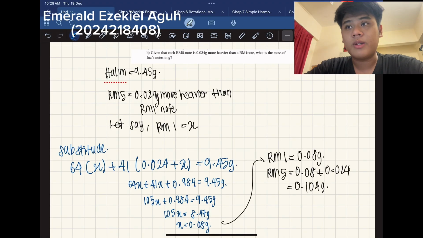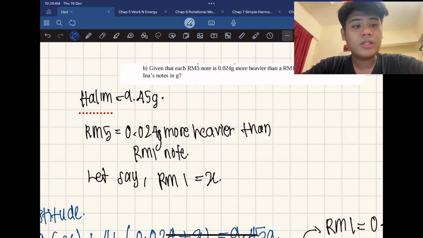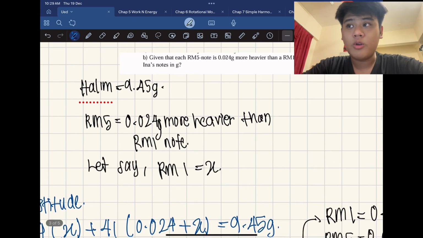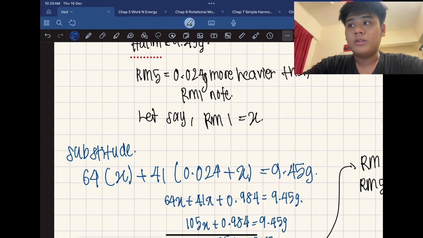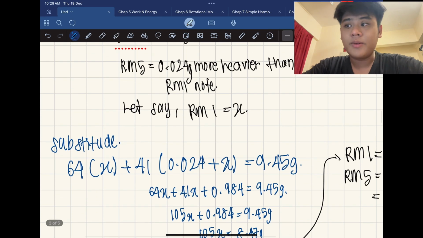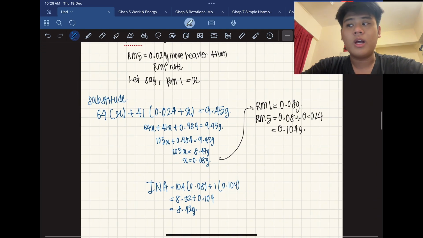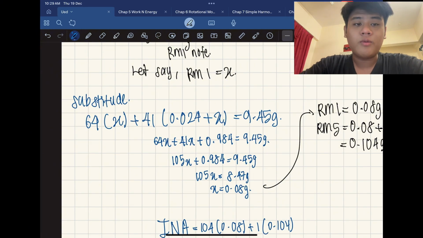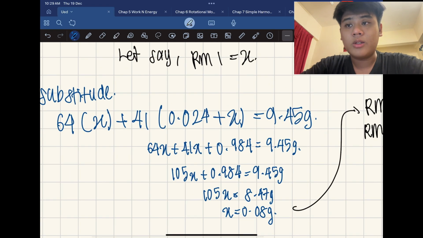For question B, we can see that Halim's total mass of notes is 9.45 grams. In the question it also says that a 5 ringgit note is 0.024 more than a 1 ringgit note. So let's say X is the mass of a 1 ringgit note. We can write that a 5 ringgit note is 0.024 plus X because it's more than a 1 ringgit note. We need to substitute these into the total mass of Halim's notes: 64 times X plus 41 times 0.024 plus X is equal to 9.45 gram.